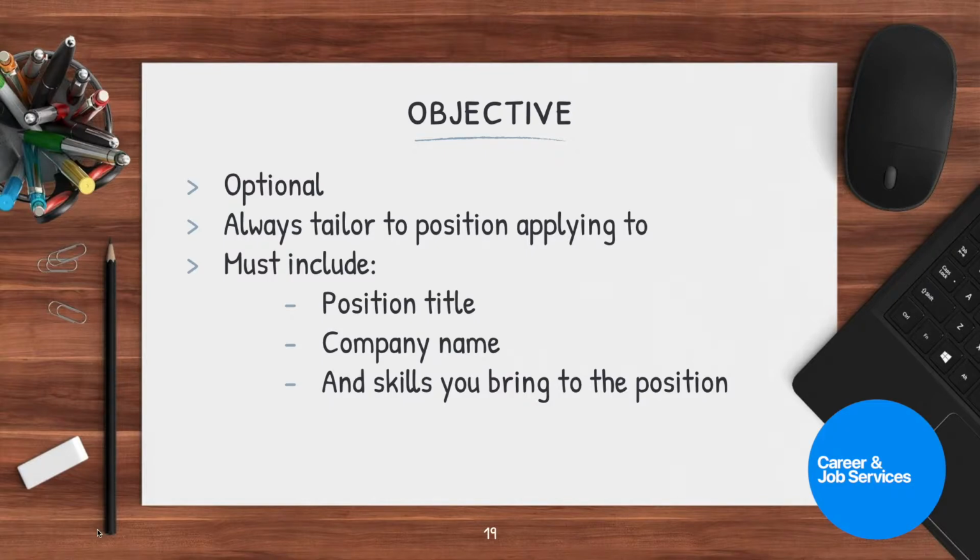If you choose to have an objective on your resume, it should always be tailored to the position, and it should include the following items: the position title that you are applying to, the company name, and the skills you bring to the position. Let's take a look at an example.